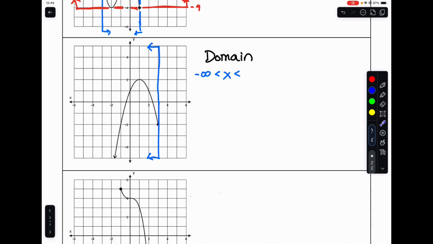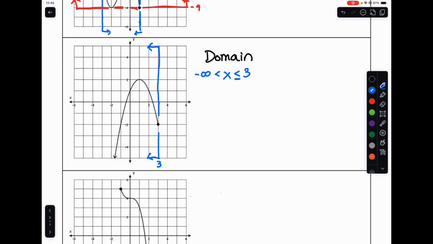But on the right side, not to worry, we found an upper boundary, and that upper boundary is 3. So our domain here will be all the x values between -infinity and 3. And because there's a closed circle on this endpoint, we're going to include 3. So we're going to indicate that by putting an equal sign underneath that inequality.